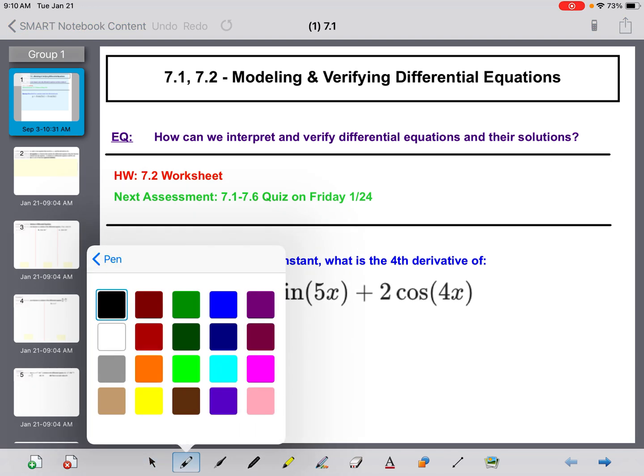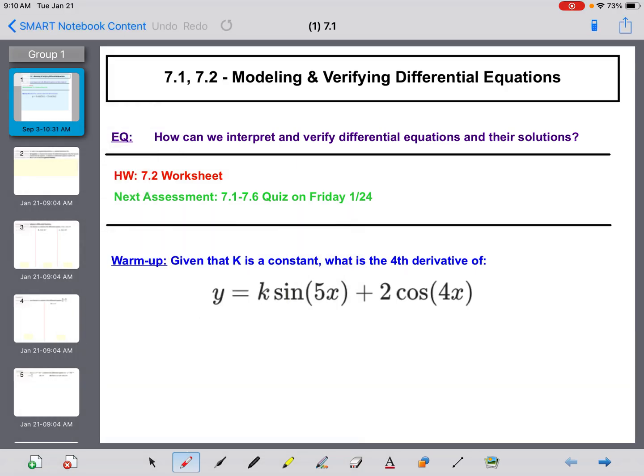All right, so y is k sine of 5x plus 2 cosine of 4x. K being a constant means it's just a number. So the first derivative is going to be derivative of sine is cosine. Copy the inside times the derivative of the inside, which is going to be 5, times the k that's out here in front. So this is going to be 5k cosine of 5x. Derivative of cosine is negative sine. Copy the inside times the derivative of the inside, which is 4. 4 times 2 is going to be 8. So there's my first derivative.